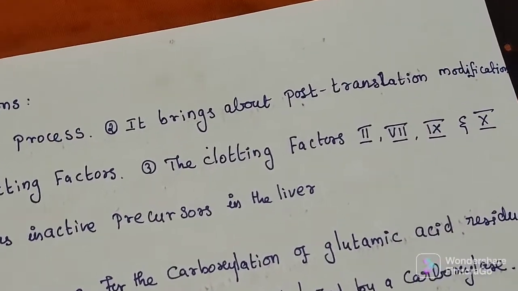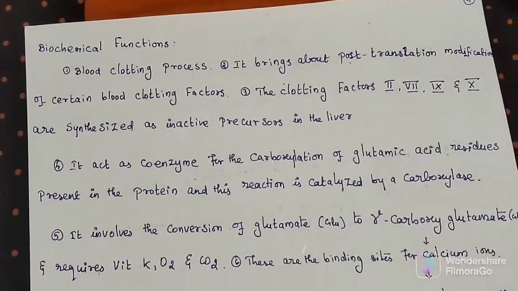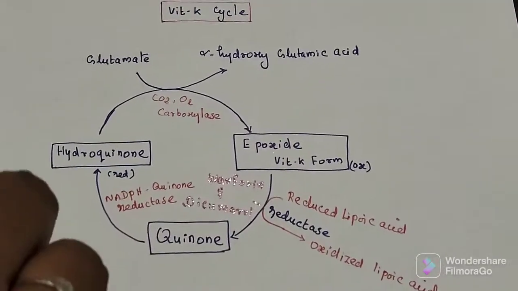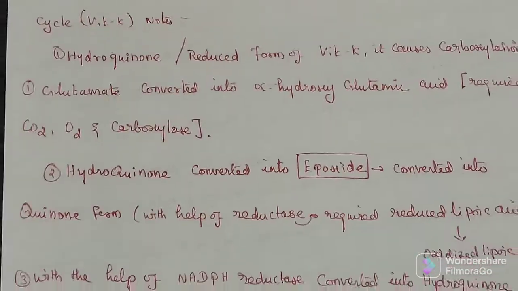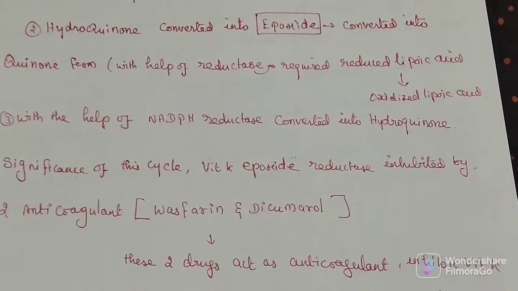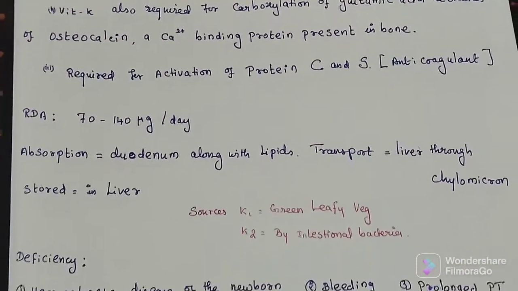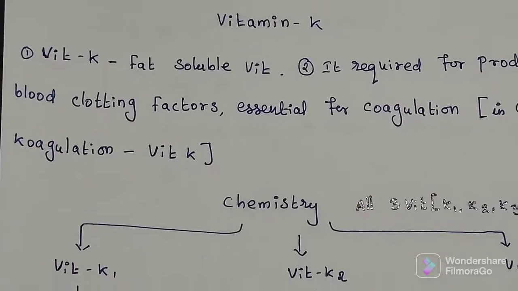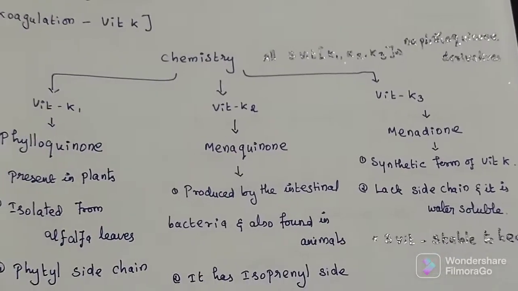Biochemical function, vitamin K cycle, then the vitamin K cycle notes format, RDA, deficiency, and the vitamin K introduction part: three forms of vitamin K, K1, K2, K3.